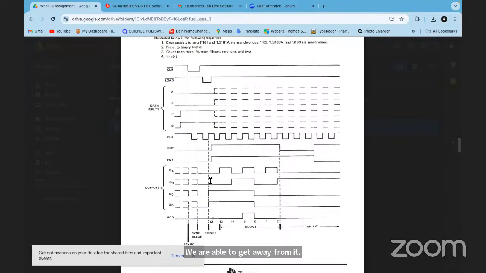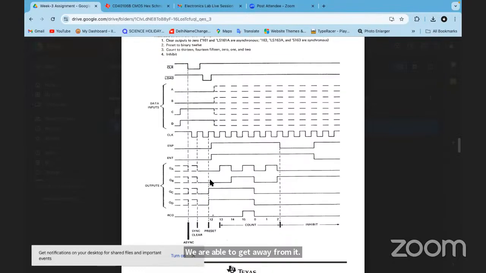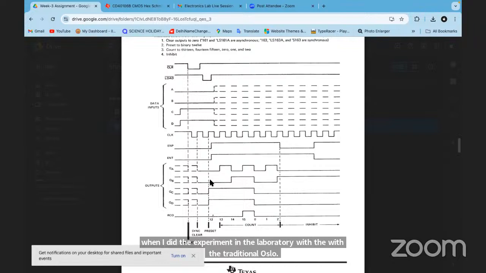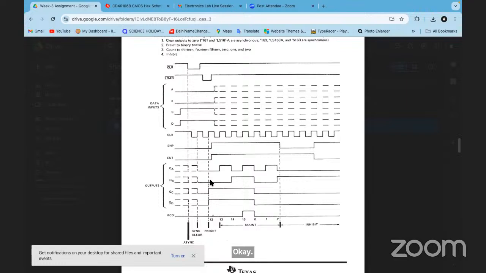No. I'll tell you. I did a lot of experiments. One thing is that, when I did the experiment in the laboratory with the traditional oscilloscope, traditional signal generator, traditional power supply and all that, okay, you may be right that the current need not be the only reason for this. I admit that. But by adding this chip, the problem got solved. So I still agree that there could be some other reason.